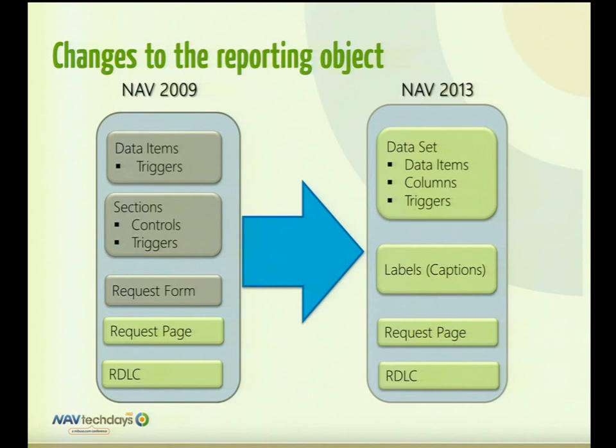But if you're coming from 2009 and you have section triggers which do some of the functionality on your dataset, you first of all have to get rid of those, because section triggers are not used inside RDLC reports. They weren't for 2009, and they're not for 2013.